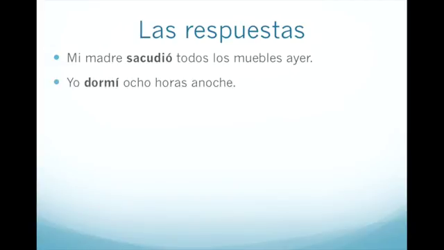Yo dormí 8 horas anoche. I slept 8 hours last night. Notice how dormir does not change O to UE. That stem changes in the present tense and no longer in the preterite tense.